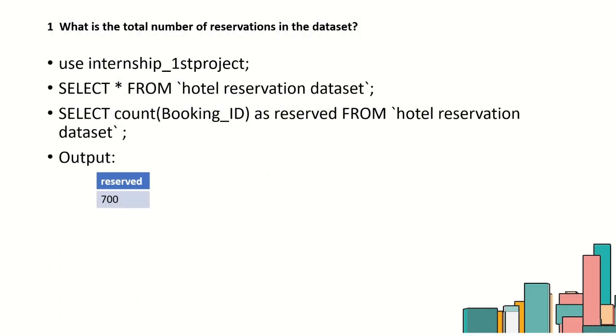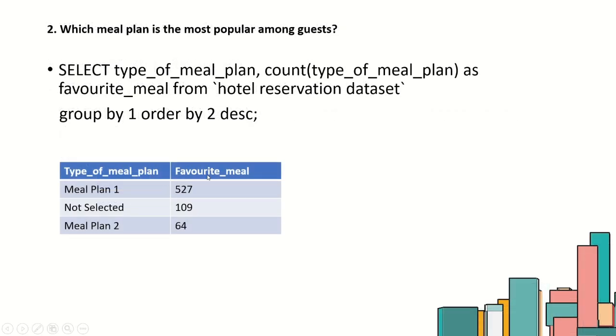So first scenario is, what is the total number of reservations in the data set? So I have used a schema as internship underscore one first project. What I have done is, for the total number of reservation in the dataset, I have used a select statement and the aggregate function as count on booking ID, which I have named as reserved from hotel reservation dataset, and we can see the output is 700. Let's go to the next question.